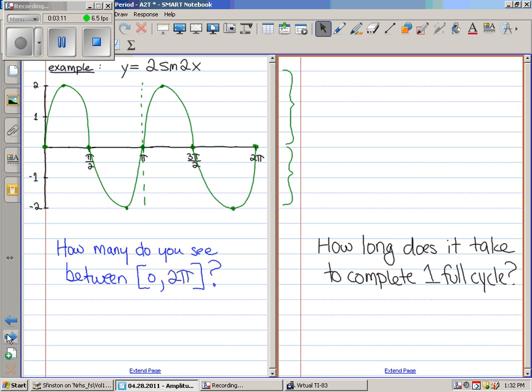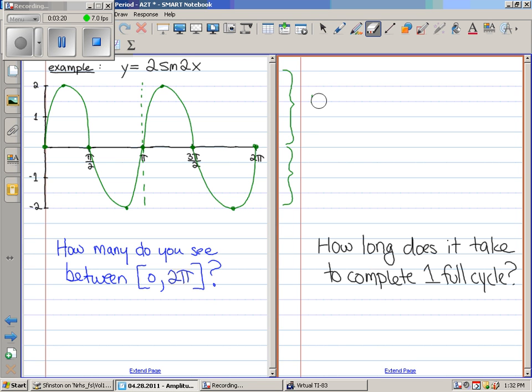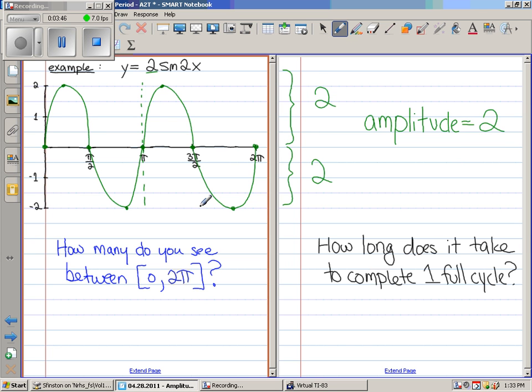This business of peaks and troughs. What does the peak go up to? Yeah, the peak goes up to 2. And what does the trough go down to? It goes up by 2 and down by 2. And the word that describes how much it goes up and down by is something called the amplitude. And the amplitude is never negative. It's always positive. The amplitude is 2. The amplitude is the absolute value of that number right there.